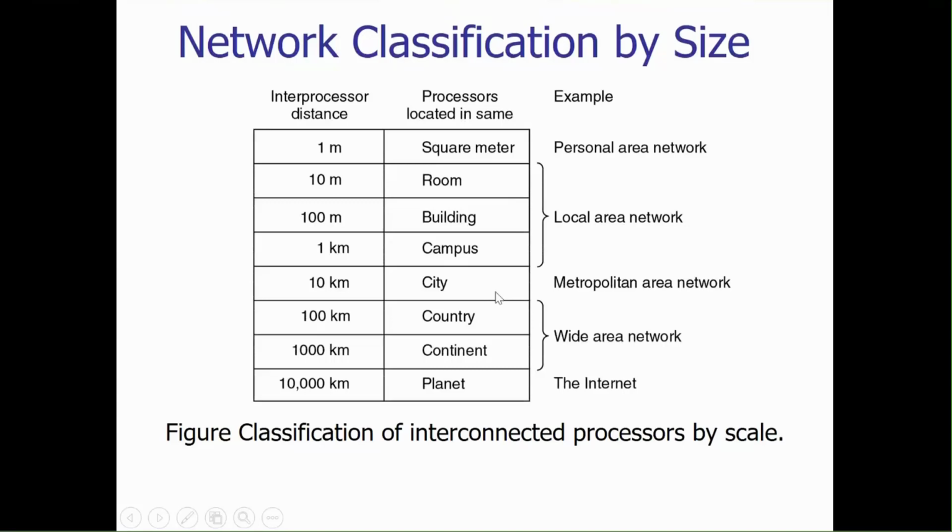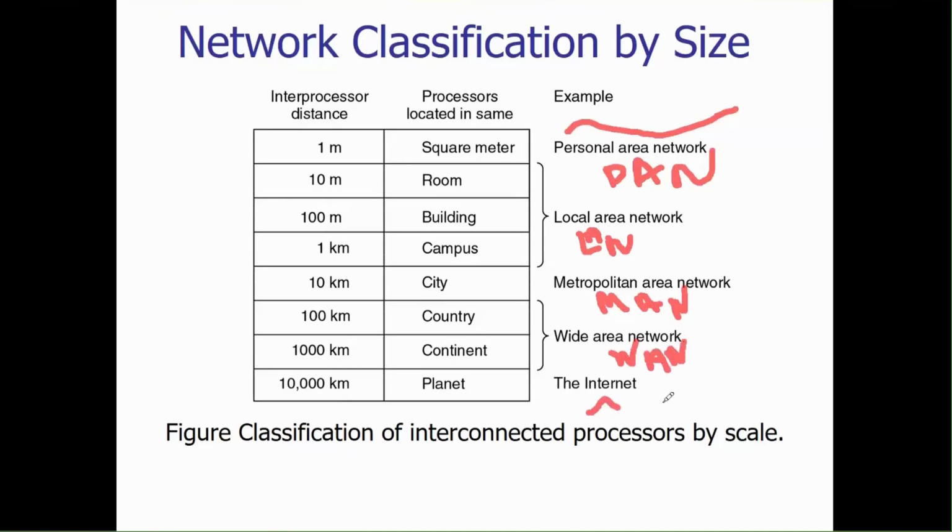Size-wise, that's the other transmission technology classification. So you can see we have PANs, meaning personal area network. We have LAN, local area network. And we have MAN, metropolitan area network. We have WAN, wide area network. And obviously the internet, we say it's a WAN at the end of the day, but it's kind of the biggest network out there, okay? So if you want to classify them by size, you could see.